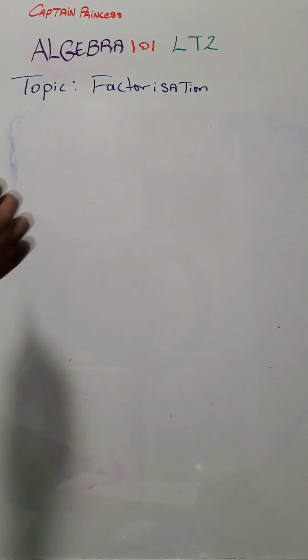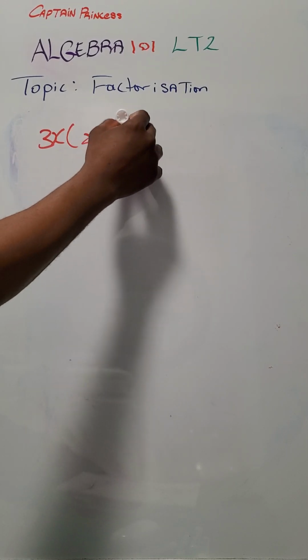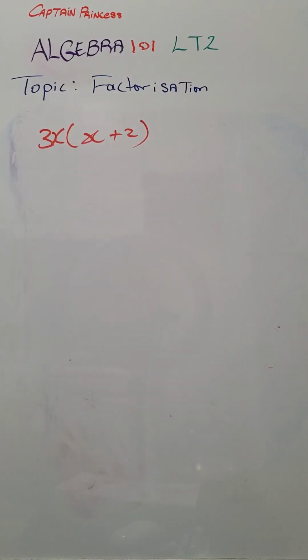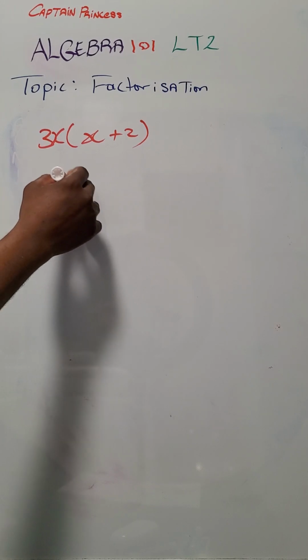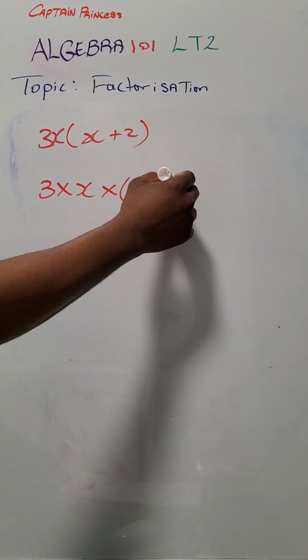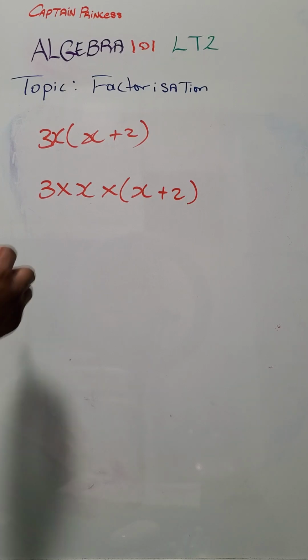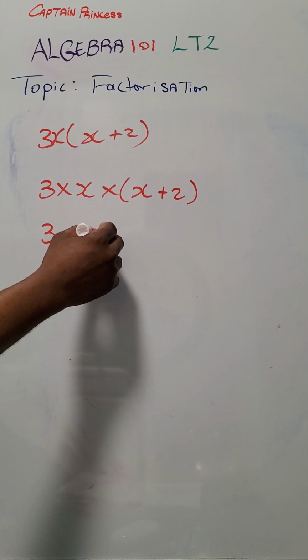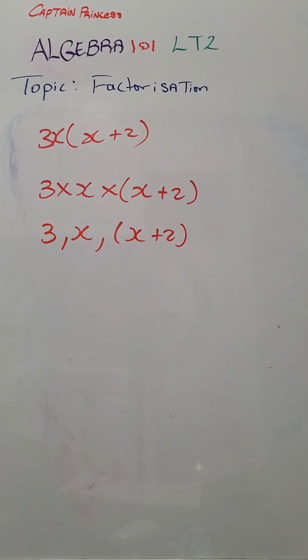Next, consider the expression 3x(x + 2). Now, we are going to write the prime factors of this. So what we'll do is this. The 3 is multiplying by the x and also multiplying by whatsoever is inside of the bracket, right? So the factors would be 3, x, and also whatsoever is inside the bracket.